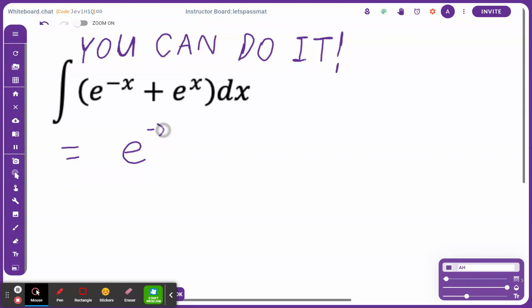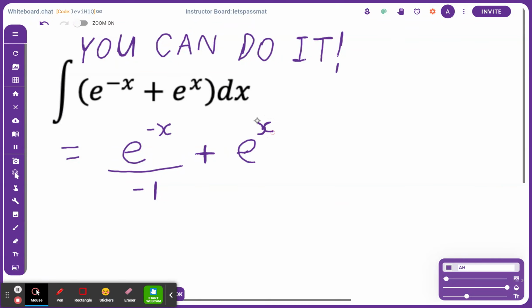that's going to equal e to the power of negative x divided by the derivative of negative x, which is going to be negative 1, plus when you find the antiderivative of e to the power of x, that's going to be e to the power of x.